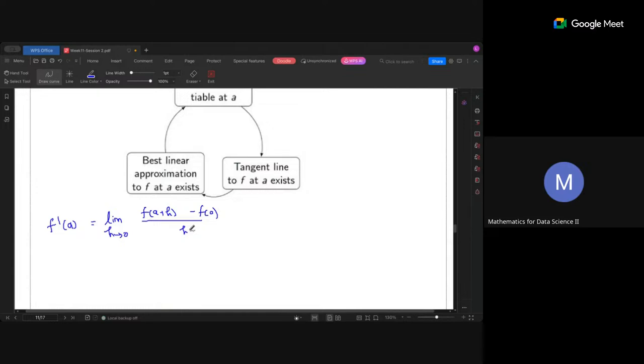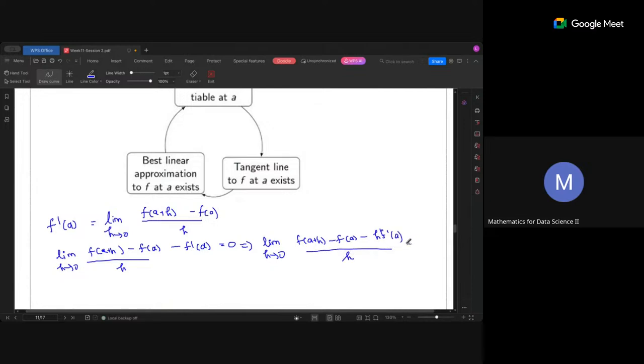by h. Okay, now we can rewrite it as, correct. This is okay. I have just brought this to the other side. Now I want to bring this inside the limit and also bring the common denominator as h. How do I do that? Multiplying and dividing it by h. So you get f of a plus h minus f of a minus h times f dash of a, whole divided by h, and this limit is 0. Up to this, is it fine?